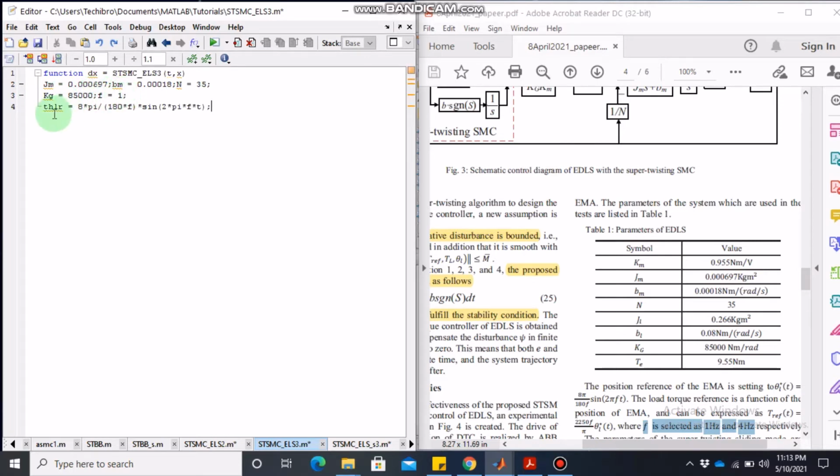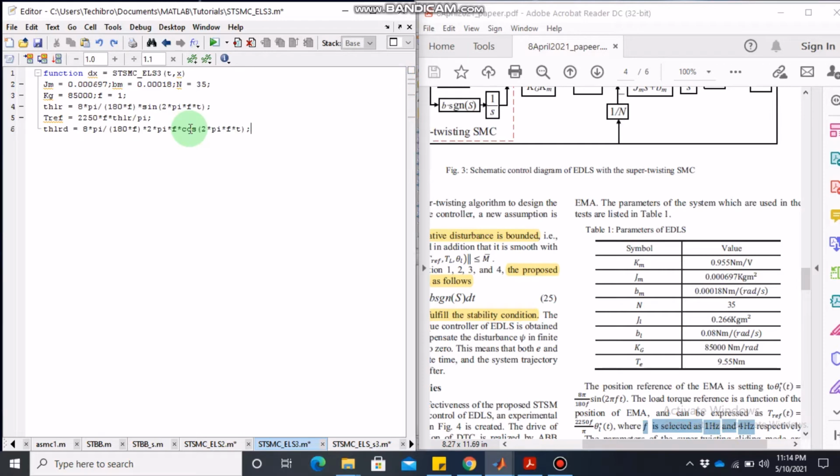Then we have theta L reference value, 8 pi over 180 f into sine of 2 pi ft, which is given here. And then I have this t ref, which is also given here, 2250 f over pi into theta L ref.